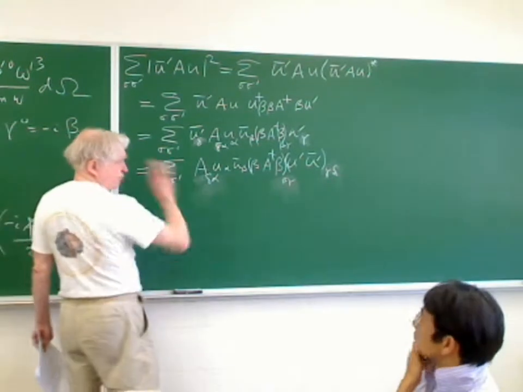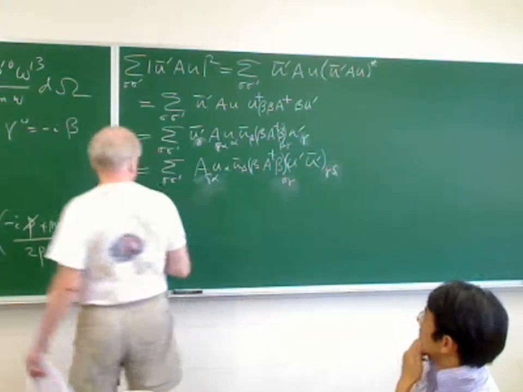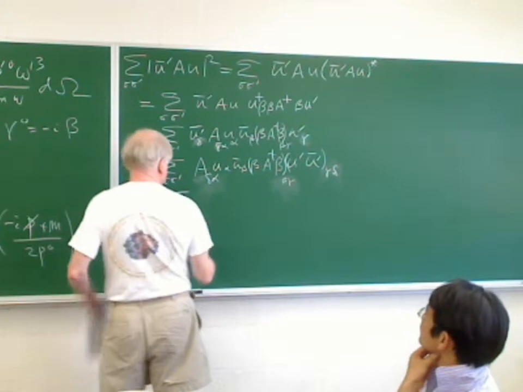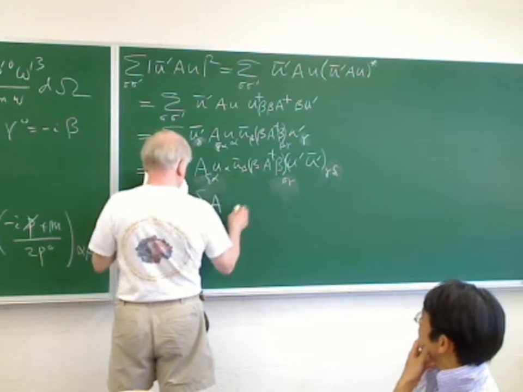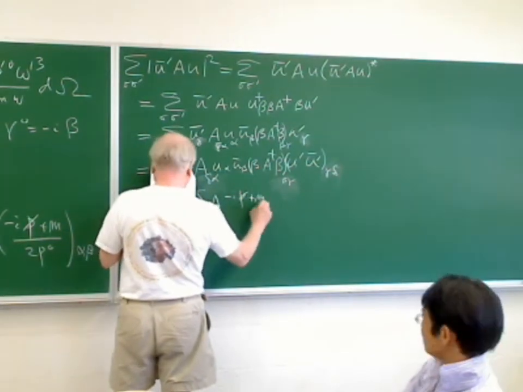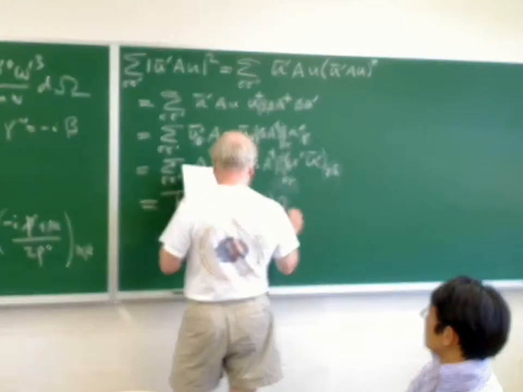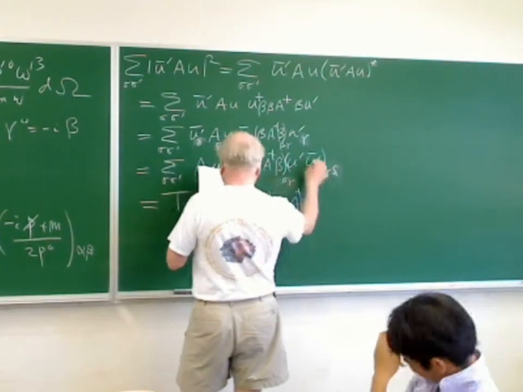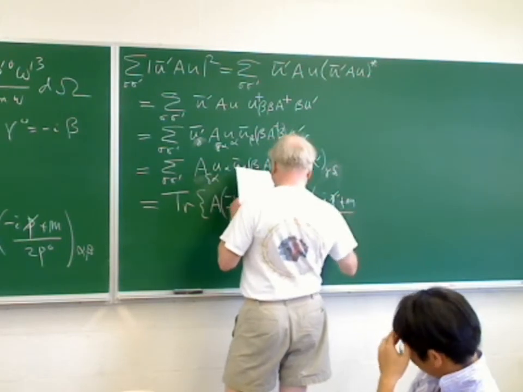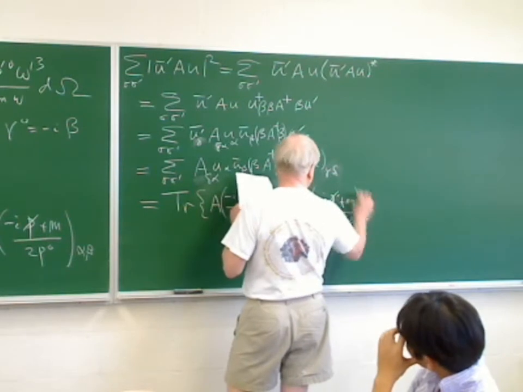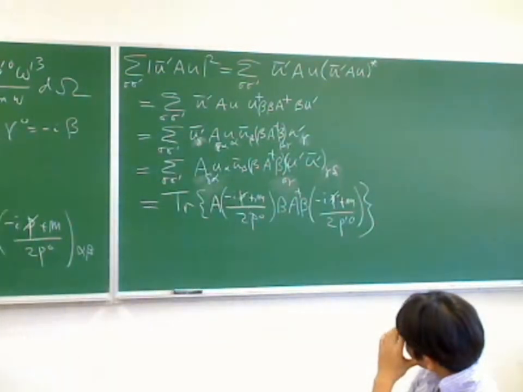Now you can recognize this as a product of 4x4 matrices, where the U bar is this 4x4 matrix here, and this whole thing then is the trace of A, and then U bar, well, U bar is minus i P slash plus M over 2P0. Then we have beta, A dagger, beta, and then this is minus i P prime slash plus M over 2P0. Okay. Close parenthesis. Alright, now that looks very complicated.